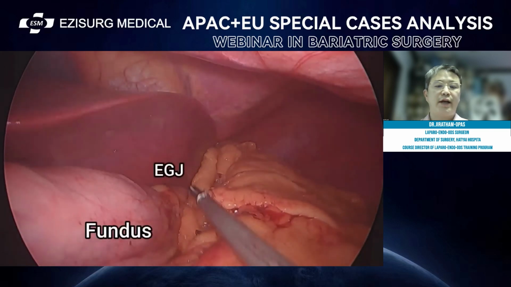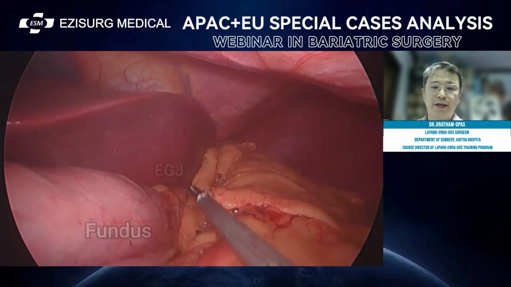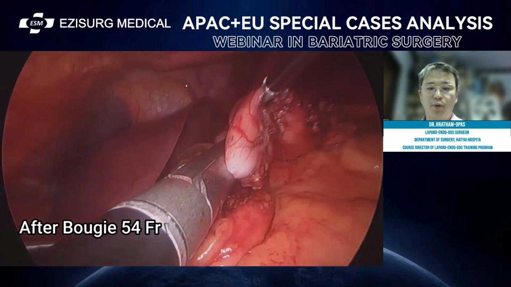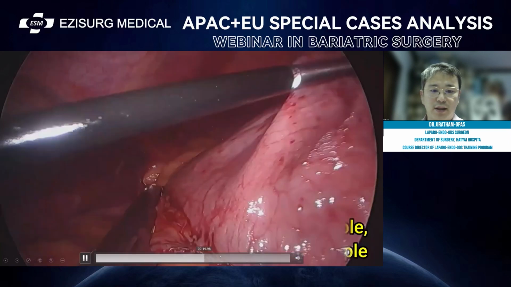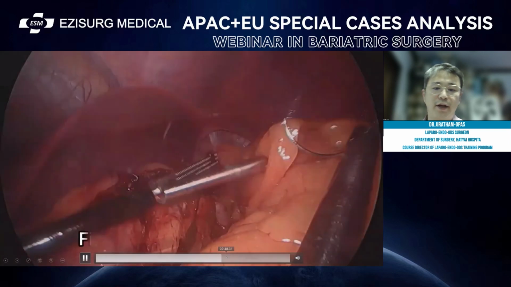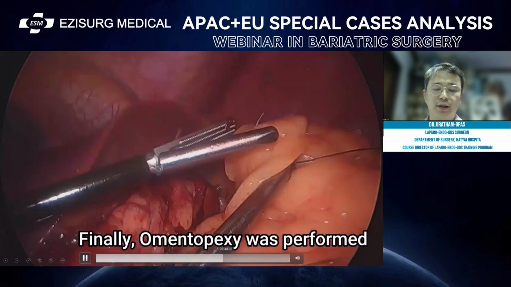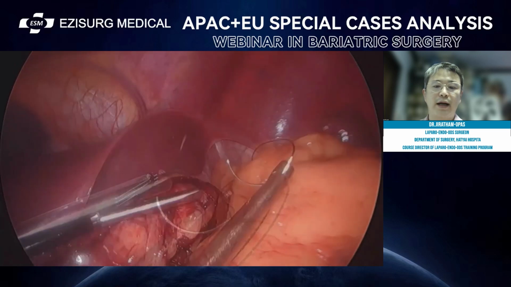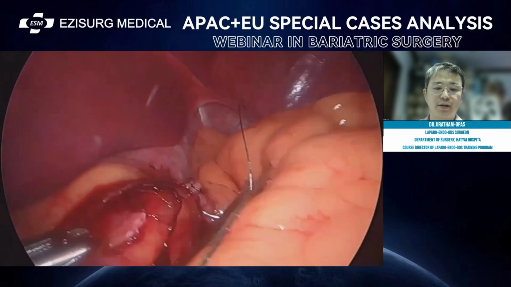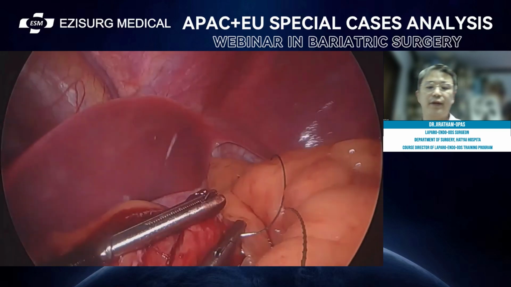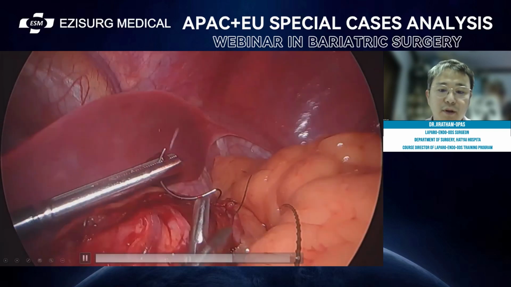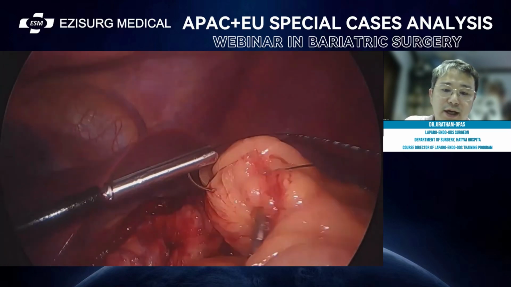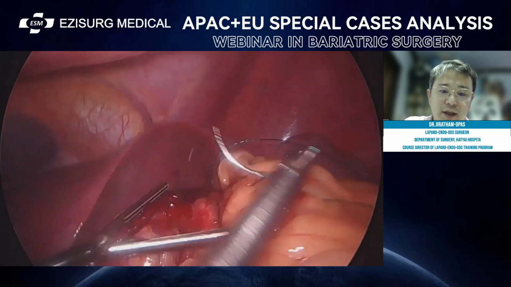Until the EGJ is identified, and then we do the gastrectomy by putting the staples, until everything is removed. Then we do the omentopexy from the last staple line that we put at the fundus, and then we try to suture as much as possible.